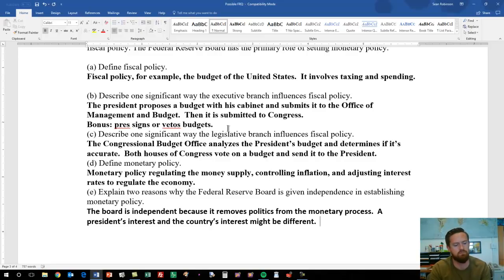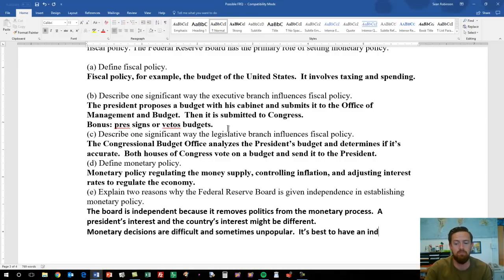And another reason? It says Congress and the president avoid responsibility for difficult decisions by delegating decision-making power. Okay, sure. Monetary decisions are difficult and sometimes unpopular. It's best to have an independent group make those decisions. And then the last one is basically saying the Federal Reserve Board relies on its expertise in making decisions and make policy decisions.